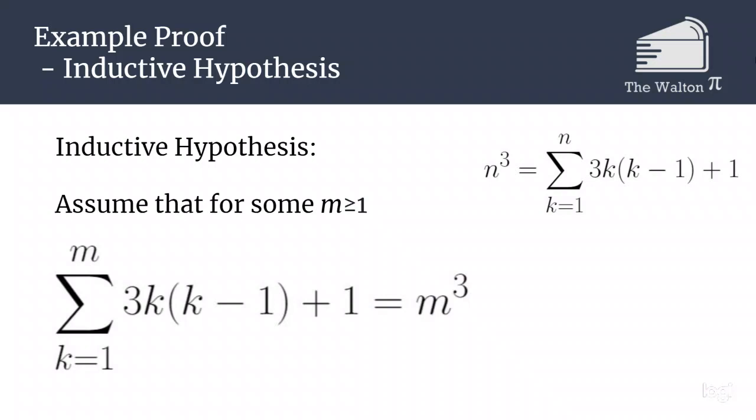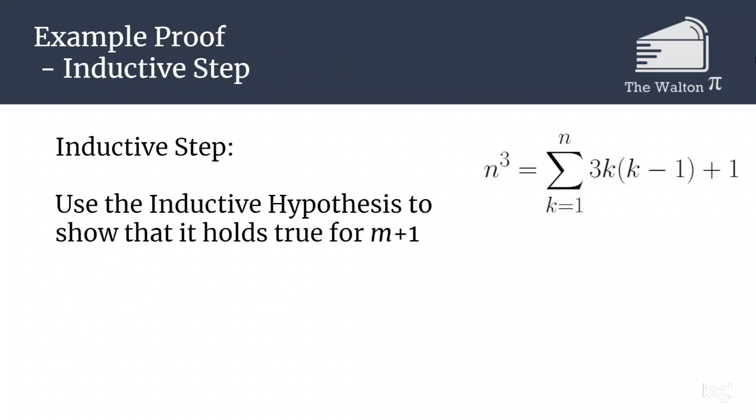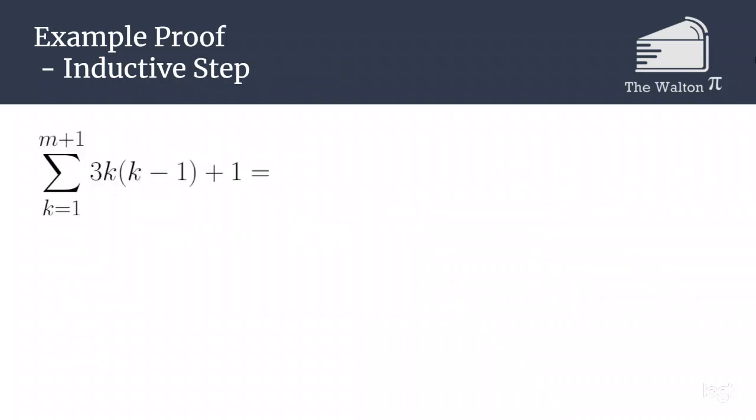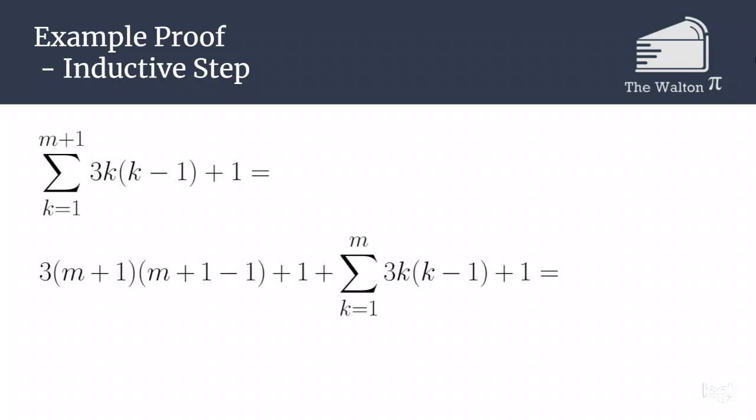So the inductive step, we are going to increase our ending value in our sum from m to m plus 1. So what we have is the sum from k equals 1 to m plus 1 of 3k times (k minus 1) plus 1 is equal to our m plus 1th term plus our sum from k equals 1 to m. So our m plus 1th term is 3 times (m plus 1) times ((m plus 1) minus 1) plus 1, plus the sum from k equals 1 to m of 3k times (k minus 1) plus 1.